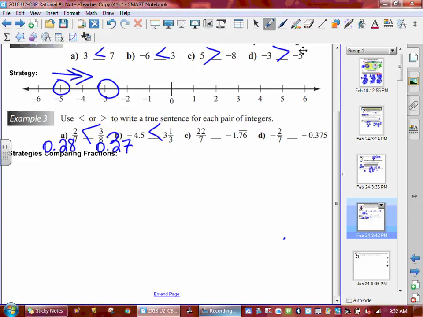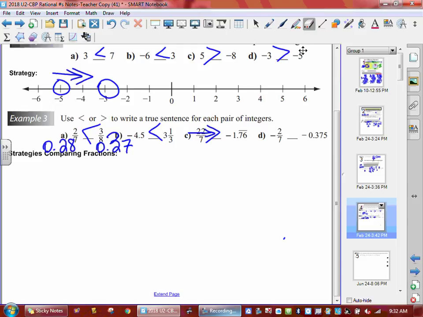22/7, the positive one. So we're going to say he's further to the right, right? So we point him to the right. He's further to the right than this guy. Okay? We're trying to see on the number line where he is. Is he further to the right or further to the left? He's greater than, further to the right.